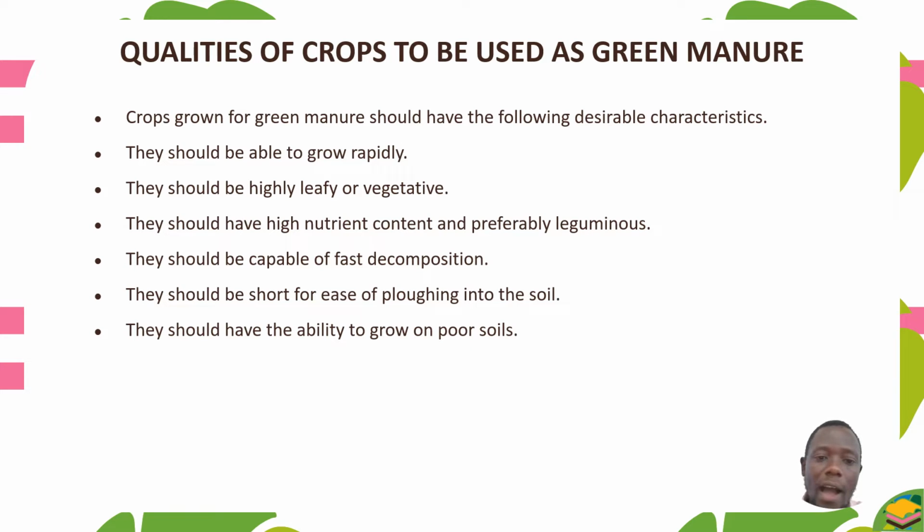They should have high nutrient content, and preferably they should be leguminous. Legumes have high nutrient content. What it means is, if the crop has high nutrient content, it also applies high nutrient content to the soil. So that's why we prefer legumes. They should be capable of fast decomposition. So they should be able to decompose or to rot fast.